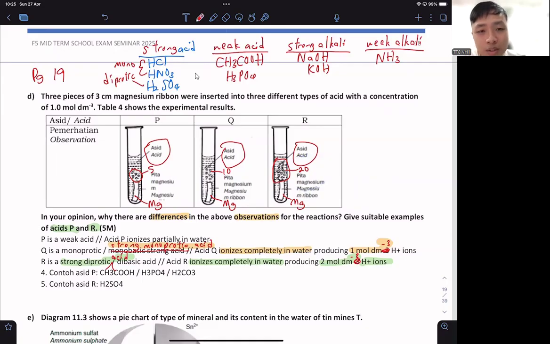So if they compare the three, you can differentiate: one is weak acid, and the other two are strong, but the middle one is strong monoprotic, and the right side is strong diprotic. Can?